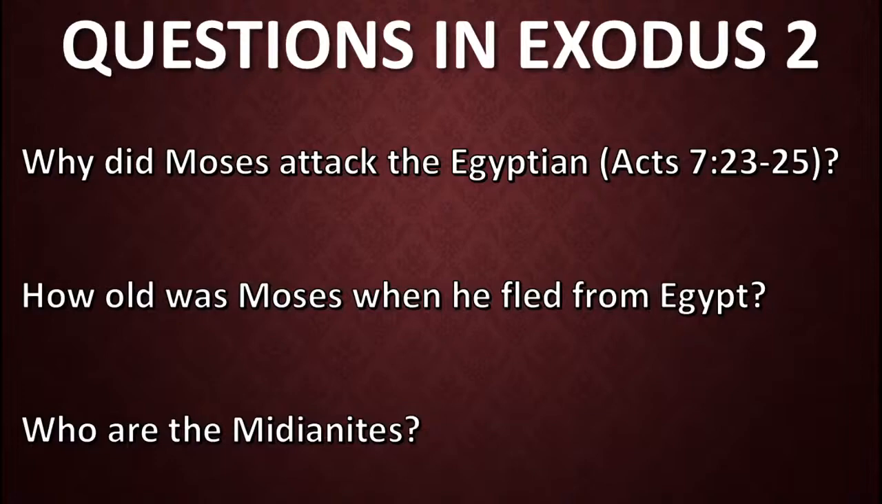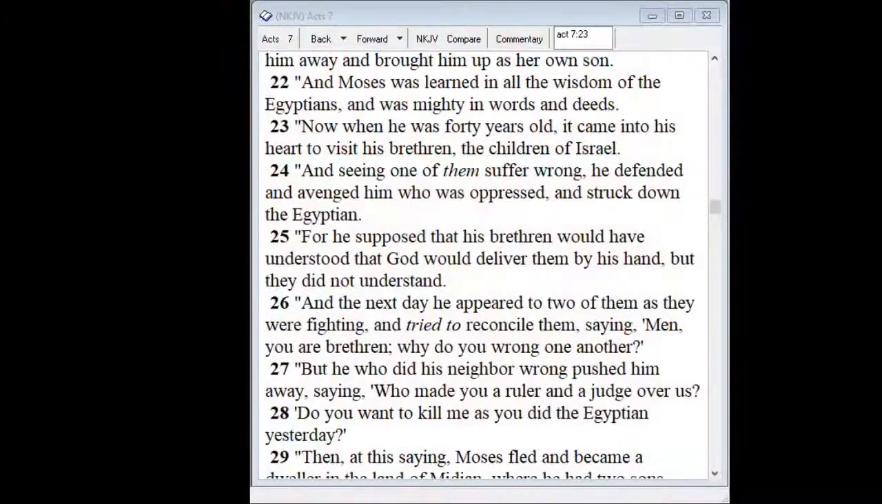Why did Moses attack the Egyptian? Now, when we look at the text here, we do get some information right away. Verse 24 says, and if you're going to give me verse 24, I hope I'm not going to mess you up, Seeing one of them, the Israelites, suffering wrong, he defended and avenged him who was oppressed and struck down the Egyptian. So verse 24 of Acts chapter 7 gives us a good answer. But I think verse 25 is the bigger answer.